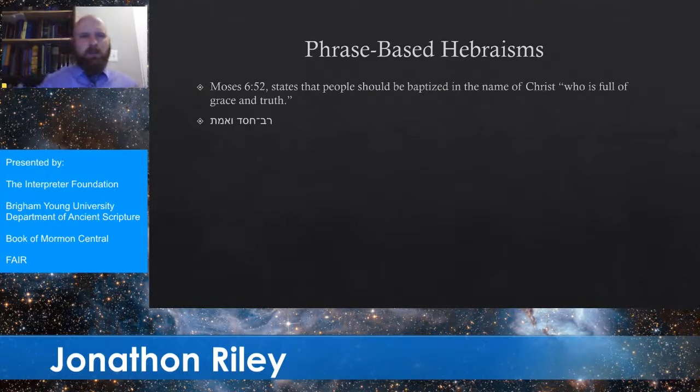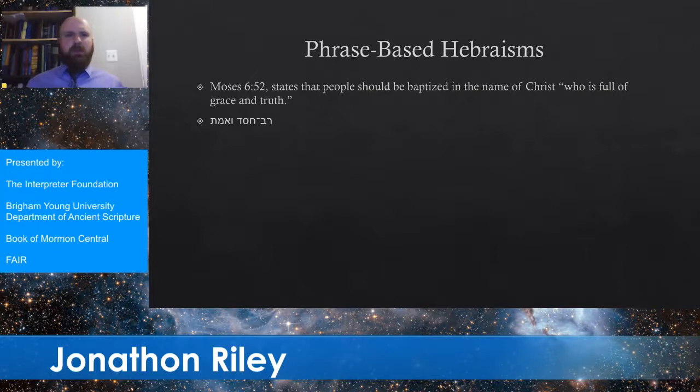When examining the Book of Moses, one sometimes finds phrases that seem to come from Hebrew but are not translated the same way as they are in the King James Bible. Instead, they're taken basically word for word from Hebrew and translated quite literally. These phrases, known as calques, are what one might call phrase-based Hebraisms, and they occur throughout the text.